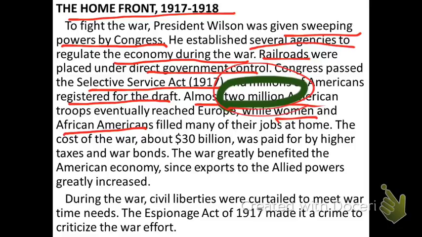in uniform. The cost of the war was about $30 billion. Now again, this is $30 billion in 1918 money. We're probably looking at upwards of several 800, 900 billion, probably in the trillions, $1 trillion plus dollars in today's dollars. We're talking a fabulous amount of money. But most of the cost of the war was paid for by higher taxes and selling of war bonds.